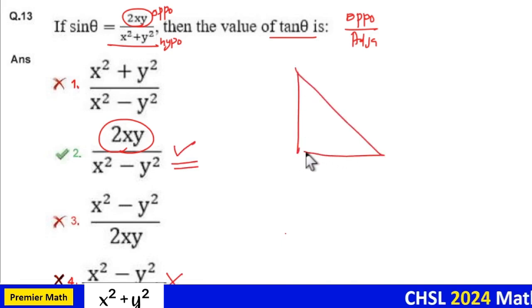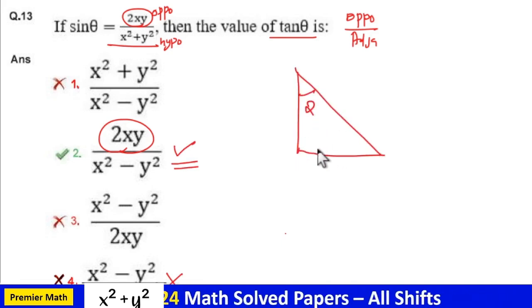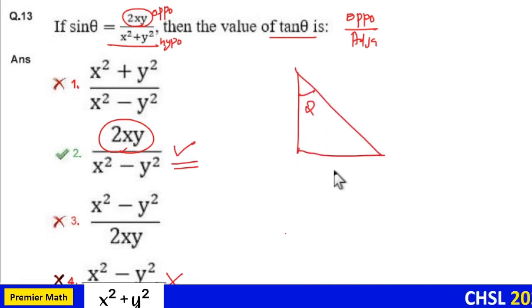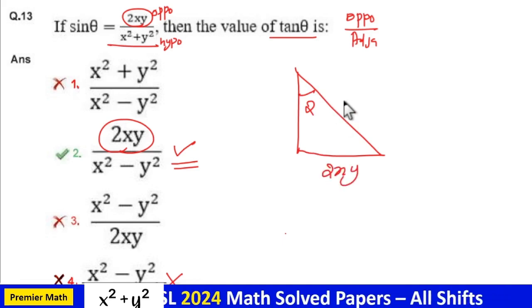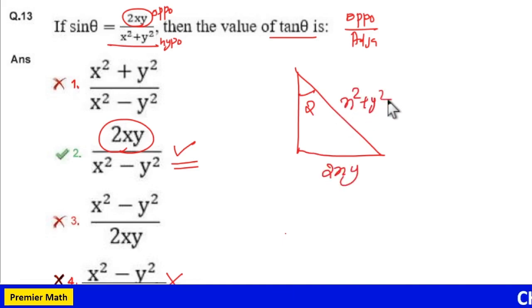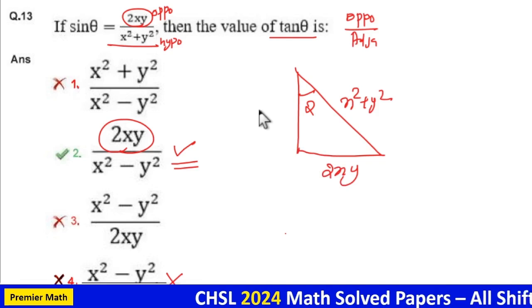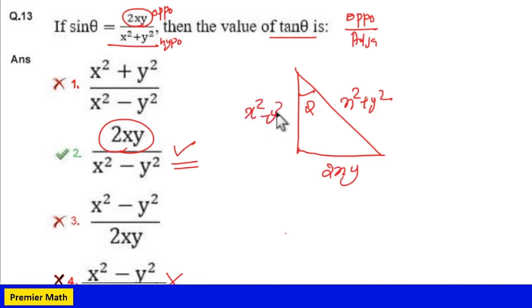That is, if you draw a right angle triangle, this is theta, then sin theta is 2xy by x square plus y square. Then tan theta is equal to 2xy by x square minus y square.